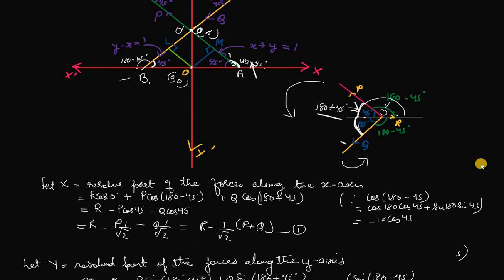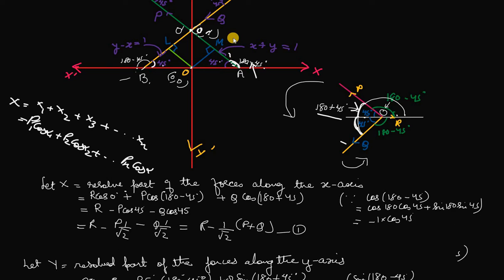Let capital X stand for the resultant of the forces along the X axis. The formula, as we know, is X equals x1 plus x2 plus x3 plus so on, if there are n components of forces, where x1 is P1 cos alpha 1 plus P2 cos alpha 2 plus so on, from the theory part, up to Pn cos alpha n.